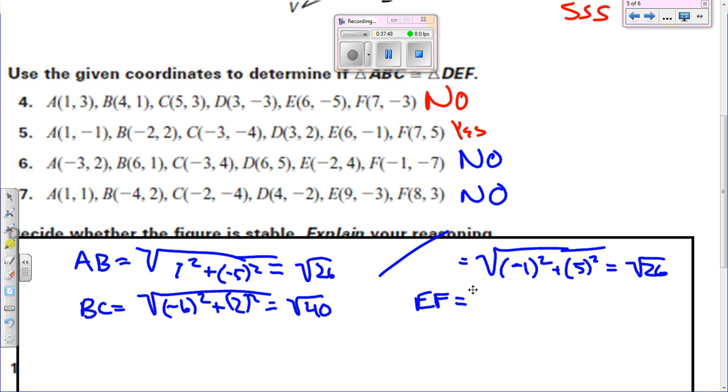This will be 3 minus negative 3, which would be 6 squared. Negative 6 squared. This will be 8 minus 9, which will give me negative 1 squared. Which gives me 30, square root of 37. So still no, but it's just not the way I thought it was.